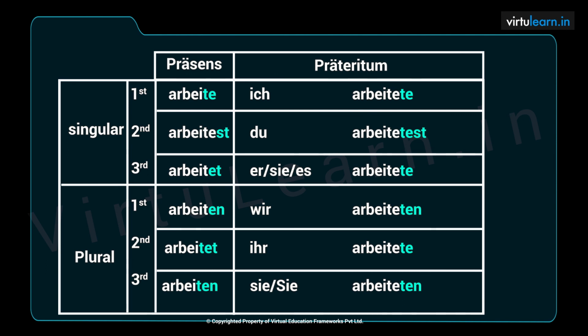Also, notice that the Sie form, the formal second person, is conjugated exactly the same as the third person plural, sie. This is true for all the tenses and moods and for all the types of verbs.